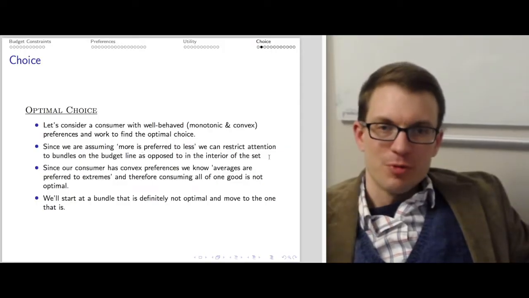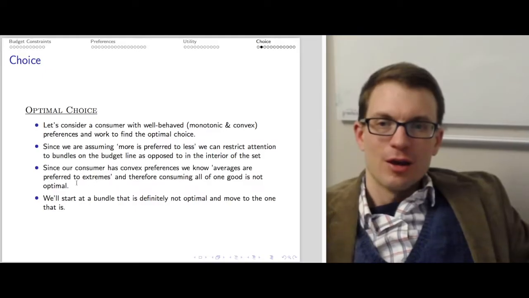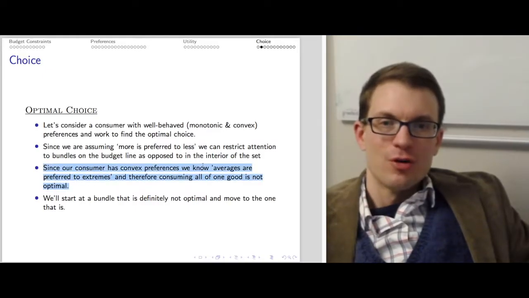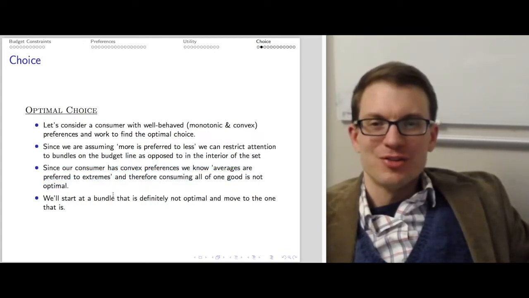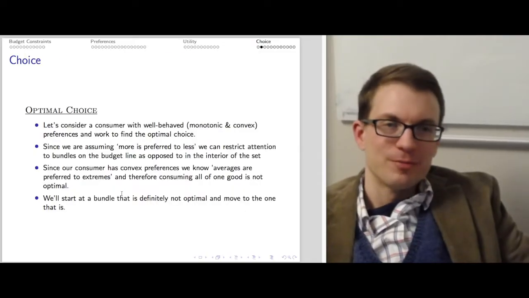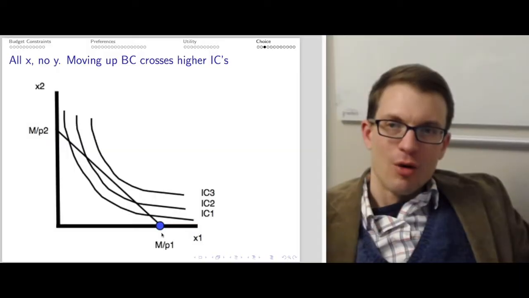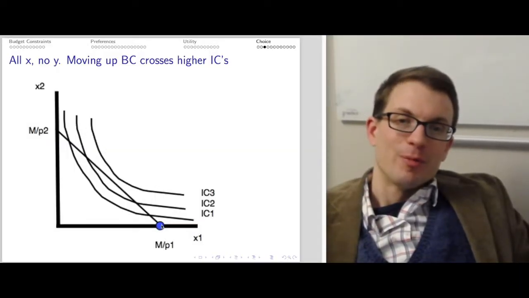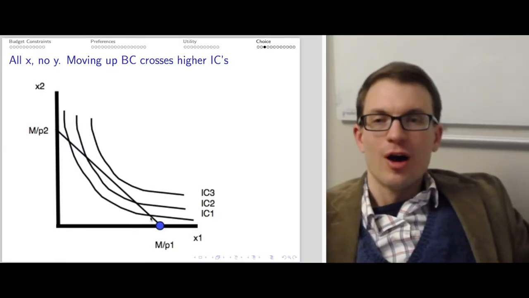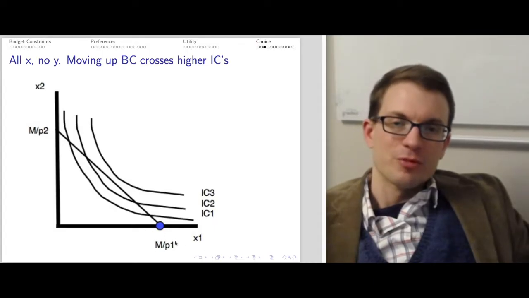We're assuming more is preferred to less, so we can restrict attention to the bundles on the budget line. Consumer has well-behaved preferences, so averages are preferred to extremes, and so consuming all of one good is not optimal. So we'll start at a bundle that's definitely not optimal and move to one that is. All right, so suppose we're down here. We're consuming all x and no y. Given these indifference curves, this is not optimal, right? Because if I move along my budget line, this is when I exhaust my budget on good 2. This is when I exhaust my budget on good 1.